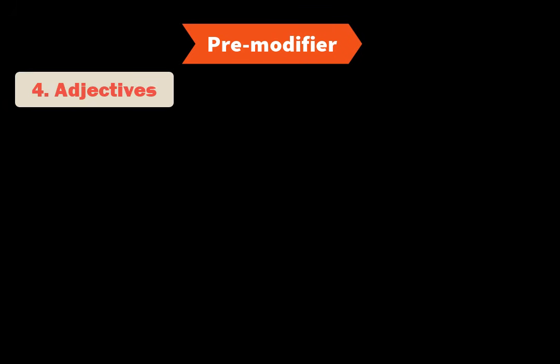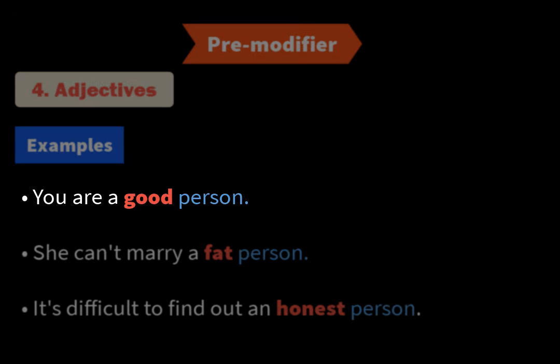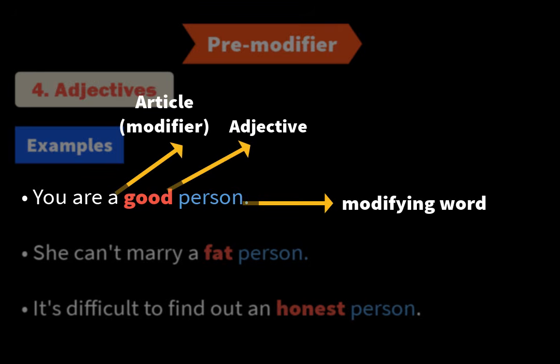The next type of pre-modifier we have is adjectives. Adjectives are words that describe or qualify a noun, right? Good, bad, tall, smart, lazy. All these words are adjectives, all right? Let's take some examples. You are a good person. What kind of a person are you? A good person. All right. Good is also a modifier. Good again is an adjective. Person is the noun. Right.